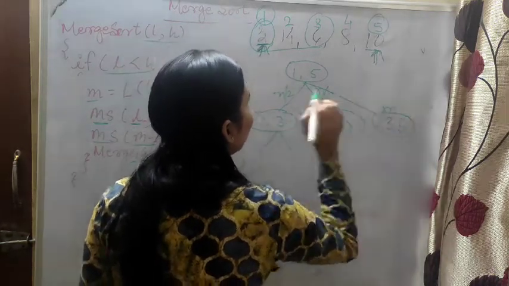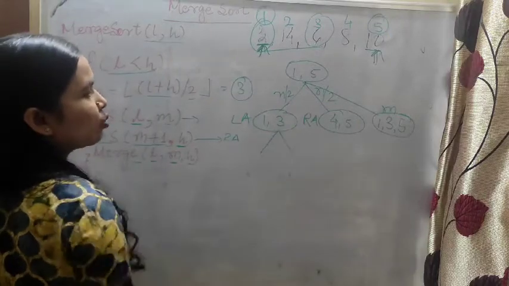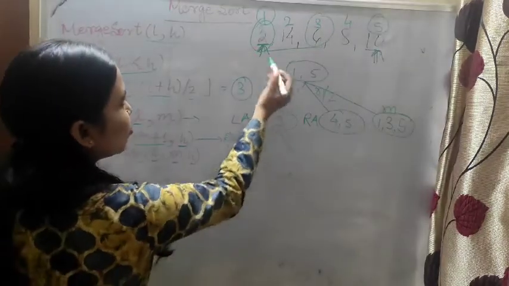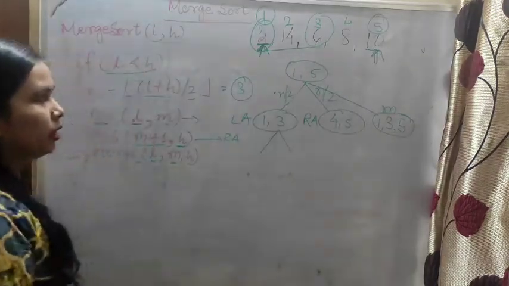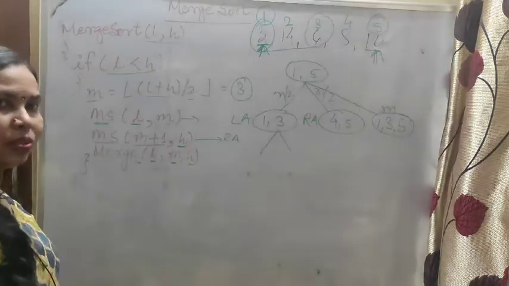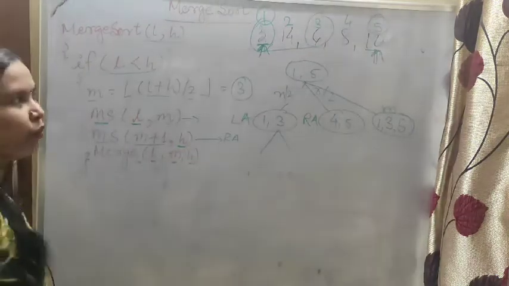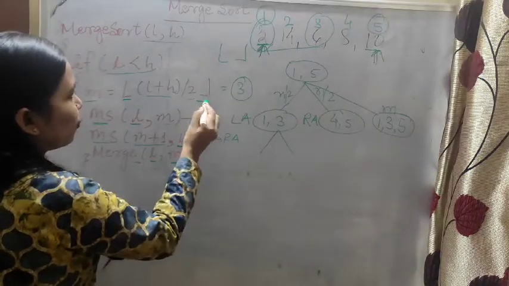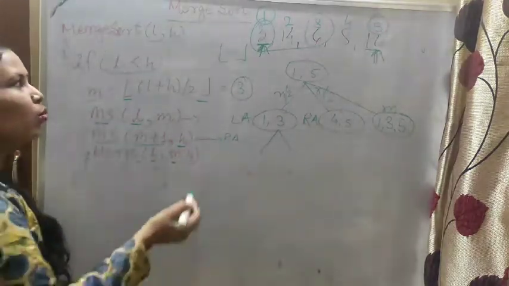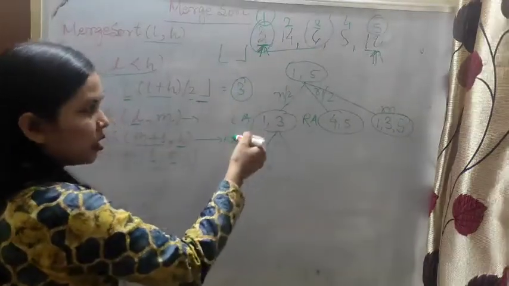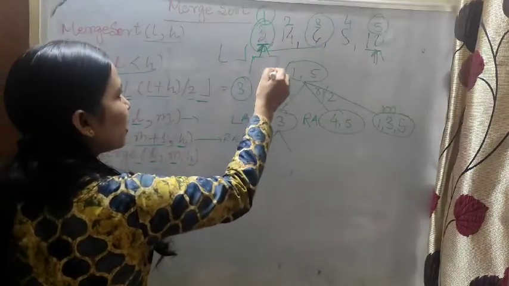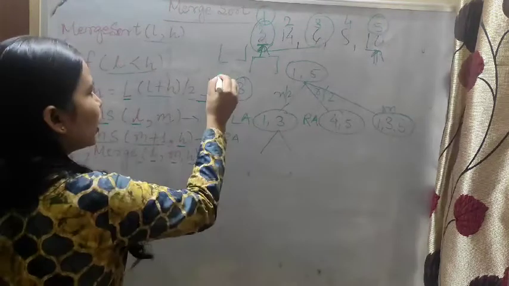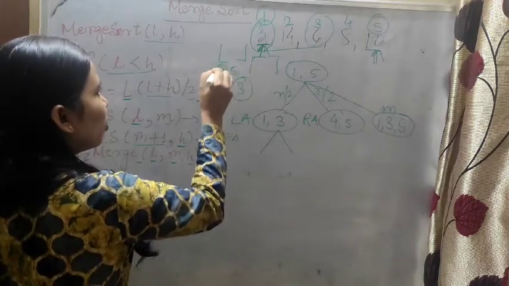Okay, this is the merging. Now we will split it 1 and 3. 1 and 3 means there are 3 elements: 1, 2, 3. 3 divided by 2 is 1.5. We will take only the floor value. Floor value means we write only the smaller number, and if it is the ceiling value, then we write the upper number. The smaller number of 1.5 is 1, so we will take 1.